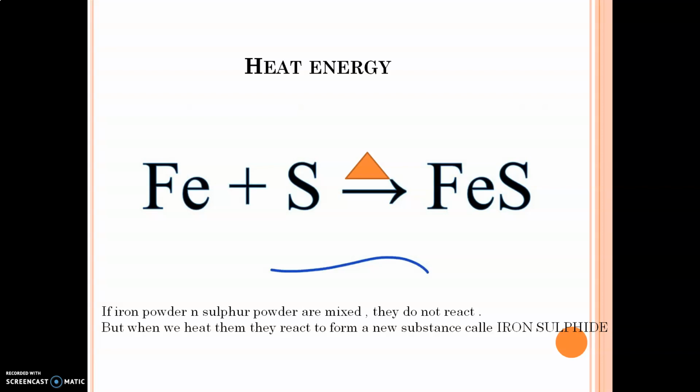Another example is given in your book that when you take lead nitrate, Pb(NO3)2, and you heat it, lead nitrate breaks into lead monoxide, PbO, and nitrogen dioxide, NO2, and oxygen is liberated.